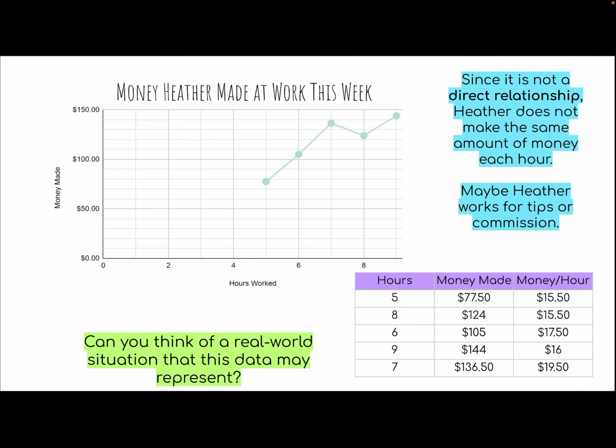Since it's not a direct relationship, Heather does not make the same amount of money each hour. Perhaps Heather works for tips, or perhaps she works for commission.